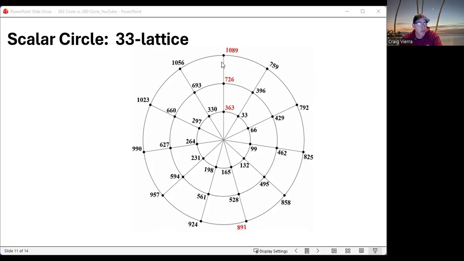So if you notice on this radial here, there are important values. This is the scalar circle at 363 degrees if we go around one time. And then this is 726. This is actually the tetrahedron, and 1089 is the square base tetrahedron on this specific lattice.